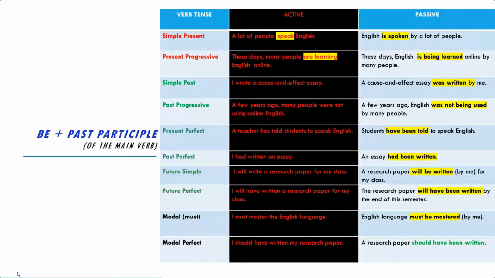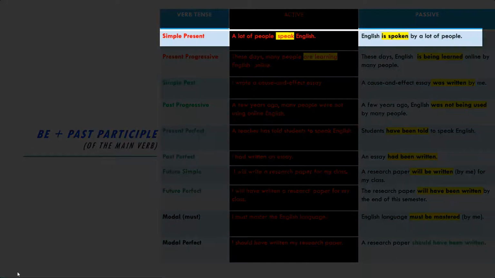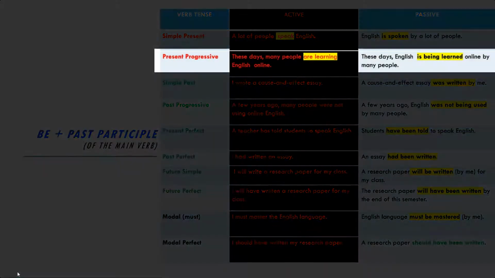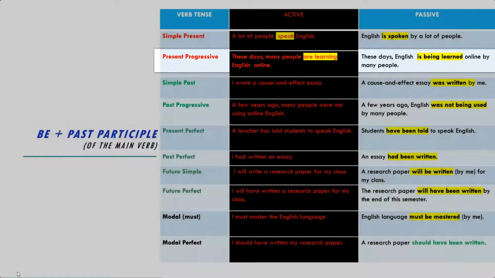So here we have some sentences, as I explained earlier in the previous slide. Simple present: a lot of people speak English. Passive is going to sound like this: English is spoken by a lot of people. Present progressive: these days, many people are learning English online. And passive is going to sound like this: these days, English is being learned online by many people.